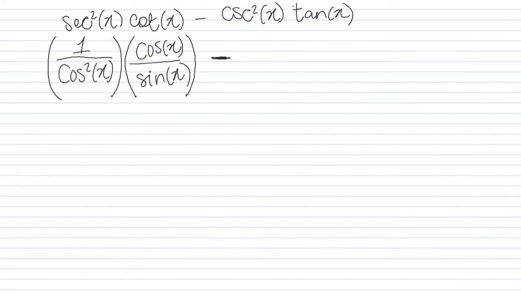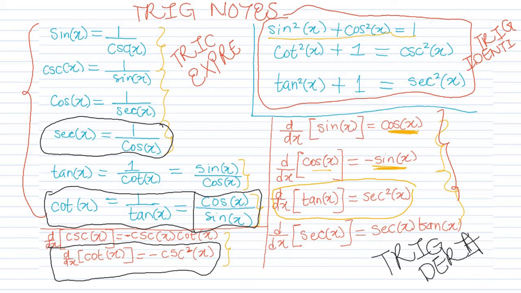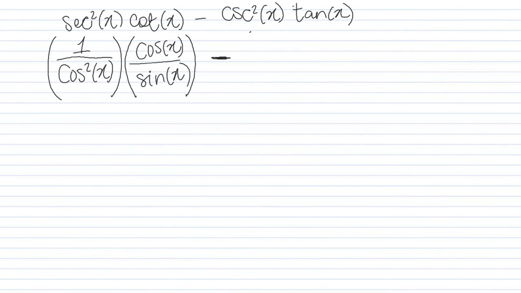Minus cosecant square x equals what? Cosecant square x is the same thing as what? Again, cosecant x is the same thing as 1 over sine x. So therefore, cosecant square x is going to be 1 over sine square x, right?